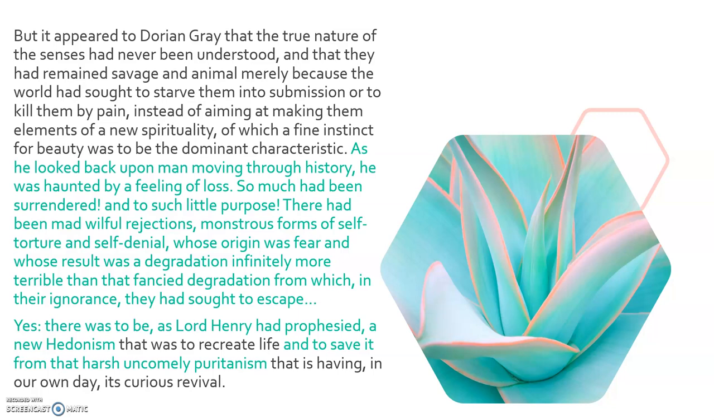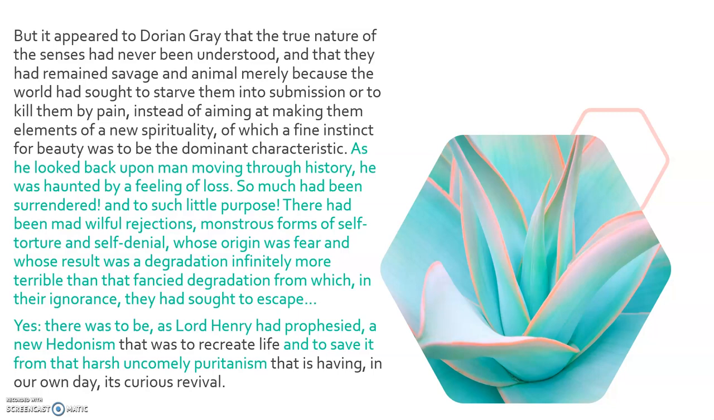Another aspect, and the reason that people found chapter 11 so onerous to read, is because of all the long descriptions about the things in which Dorian involved himself. So he became quite circumspect, and it describes here how, as he looked back upon man moving through history, he was haunted by a feeling of loss. So much had been surrendered and to such little purpose. There had been mad, willful rejections, monstrous forms of self-torture and denial, whose origin was fear and whose result was a degradation infinitely more terrible than that fancied degradation from which, in their ignorance, he had sought to escape.